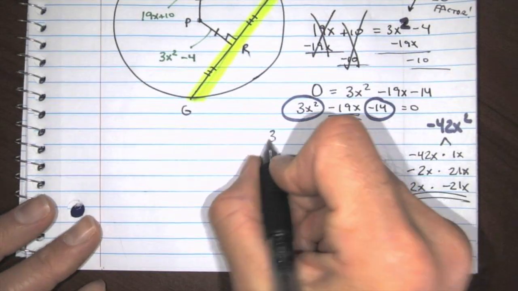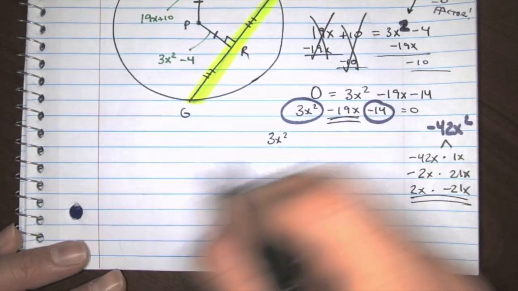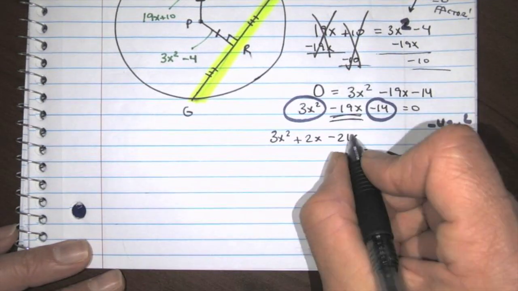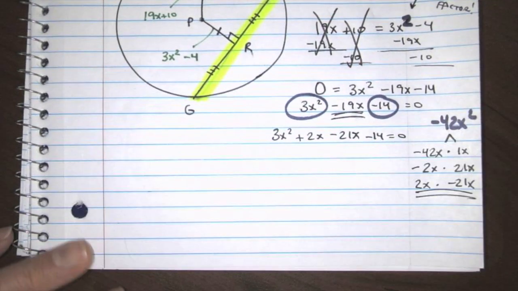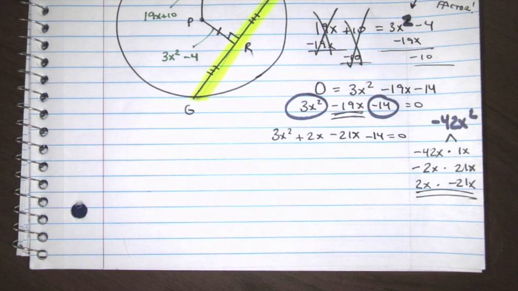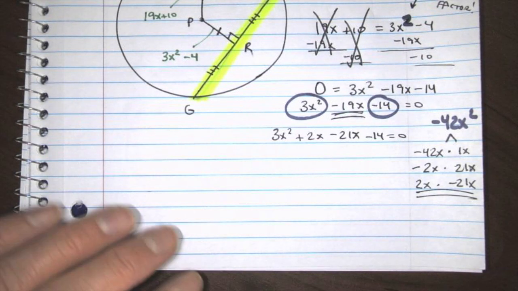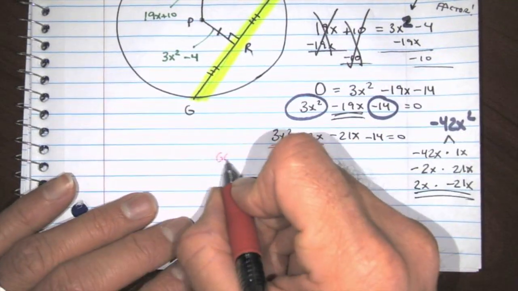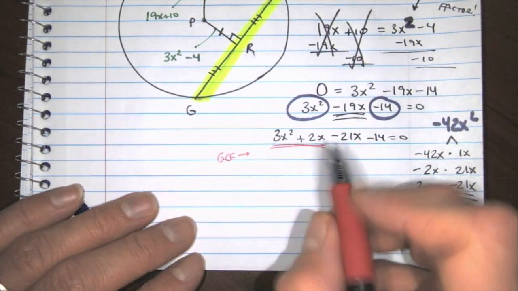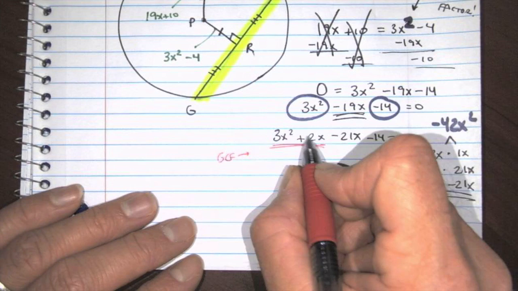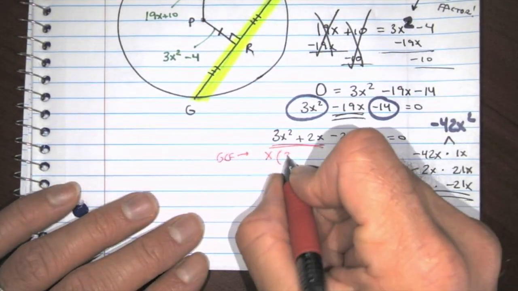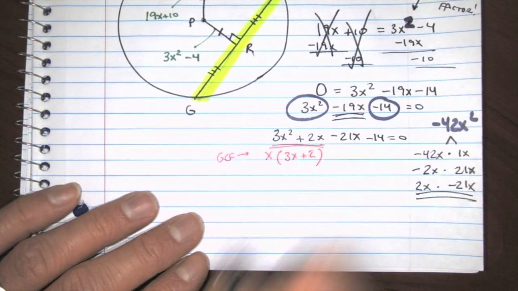Yep, got it. 3x squared. Let's rewrite that: negative 19x plus 2x minus 21x minus 14 equals 0. And what we're going to do is factor by grouping. So I'm going to group these first two terms. I'm going to take out a greatest common factor of these two terms. There's no number that goes into 3 and 2, but you can take an x out. So you're left with 3x plus 2.